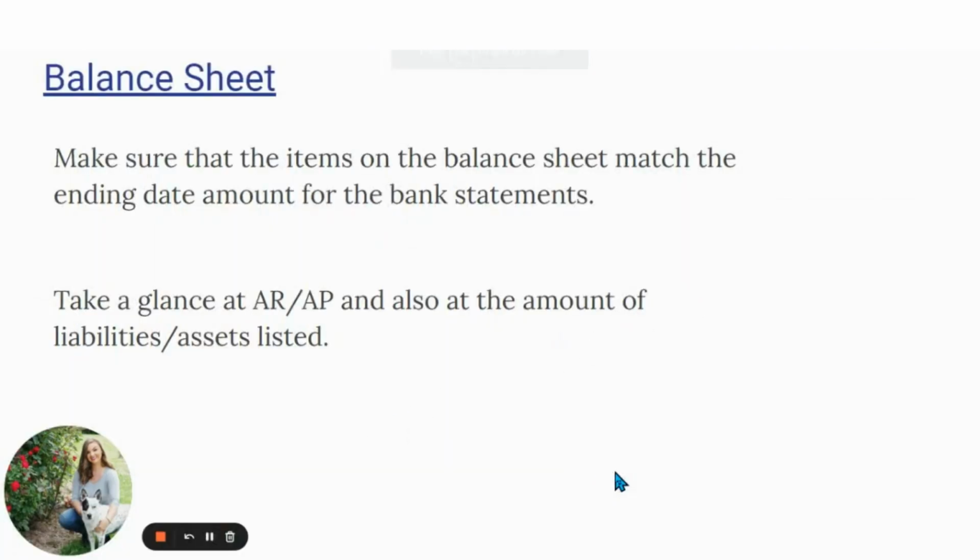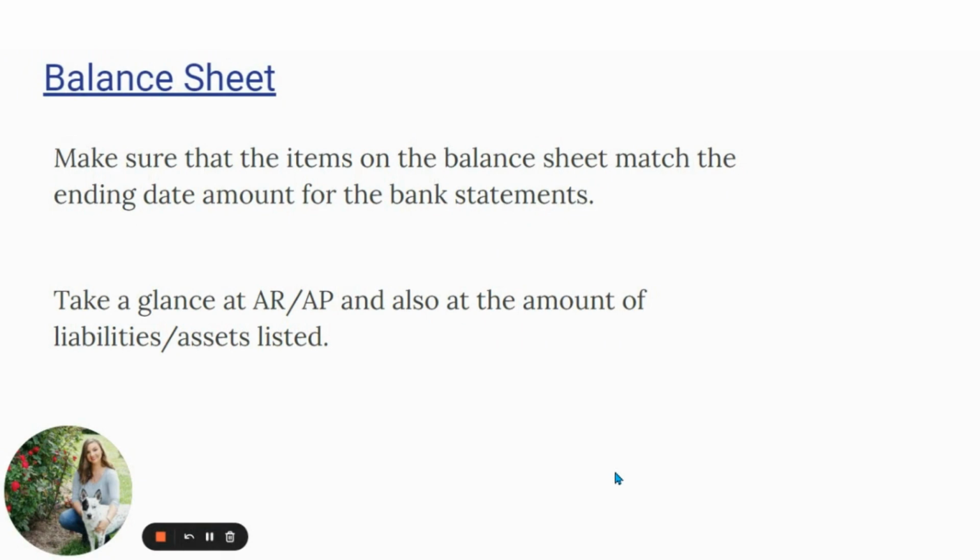So now let's talk about the balance sheet. Your balance sheet is going to show you all your assets, liabilities, owner's equity, all that good stuff. You want to make sure that the items on the balance sheet match the ending date amount for the bank statements. If you happen to have those bank statements already, then that's great. You should already have them if you're doing reconciliations.